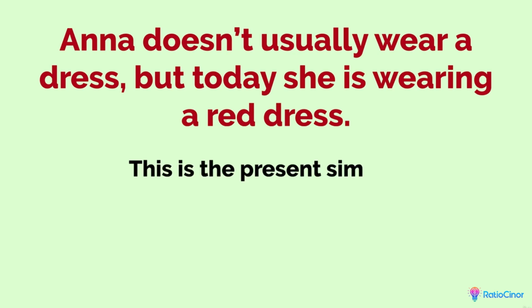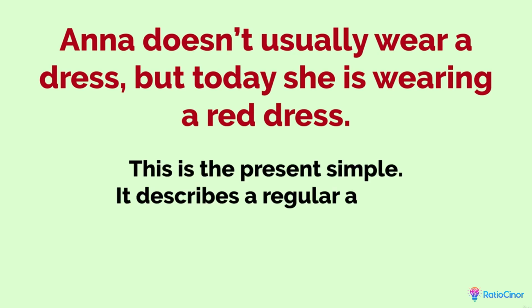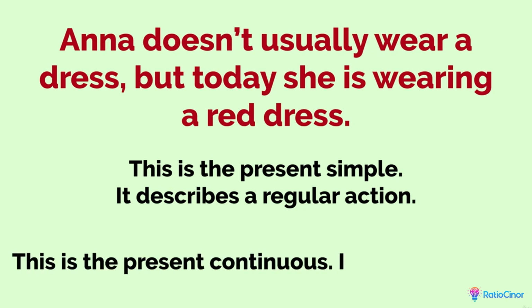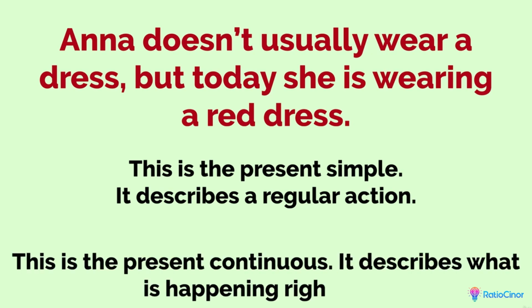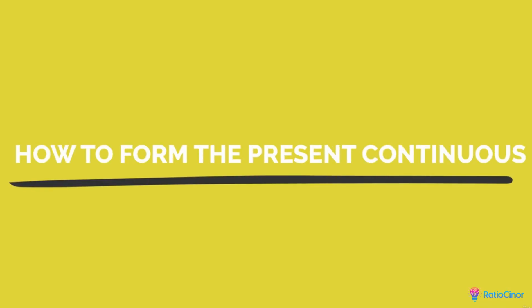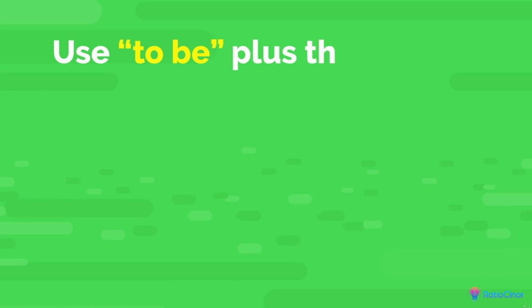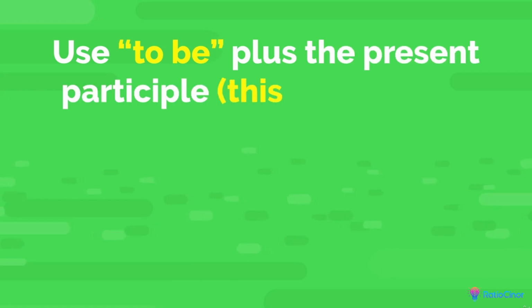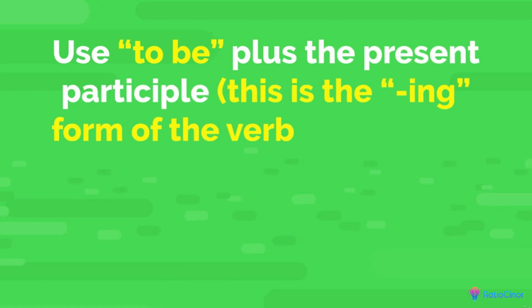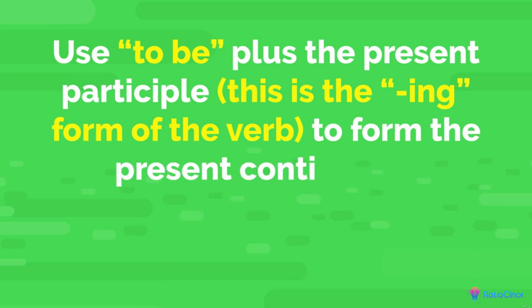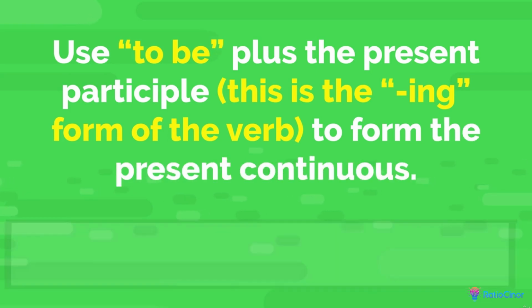This is the present simple. It describes a regular action. This is the present continuous. It describes what is happening right now. How to form the present continuous. Use to be plus the present participle. This is the ing form of the verb to form the present continuous.